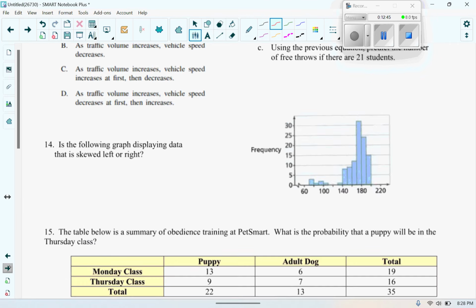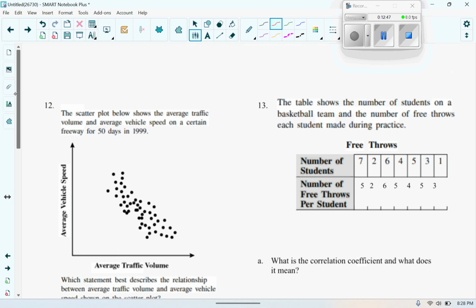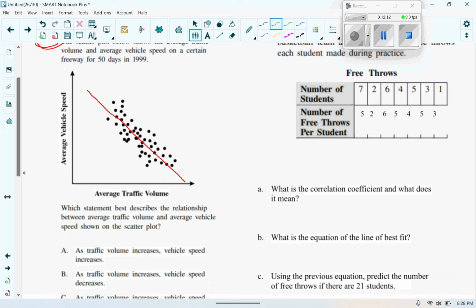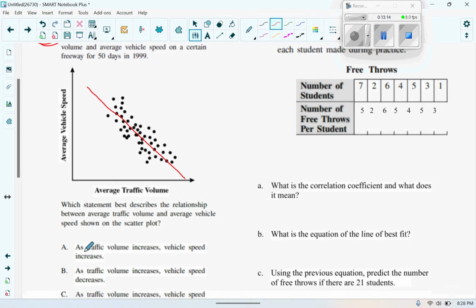Okay. Next page. Now we're going to transition over into statistics. So notice we have the scatter plot here on number 12. And notice if I can make a rough line of best fit, it's going to do something like that. So as the vehicle speed is increasing, the traffic volume is decreasing. Okay, so which statement best describes the relationship? Okay, as traffic volume increases, the speed decreases.